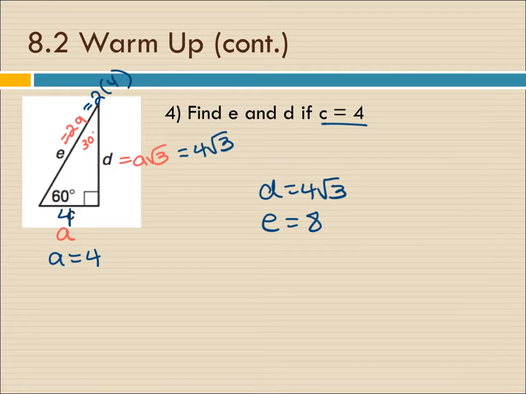Why did you put the 3 for A root 3? That's the ratio of the sides in a 30, 60, 90. So 45 is root 2, and 30, 60, 90 is root 3.